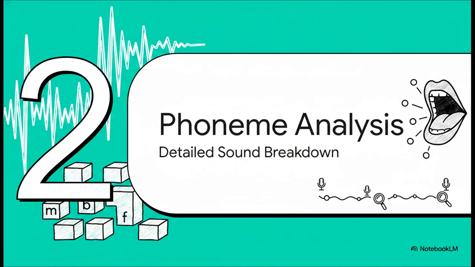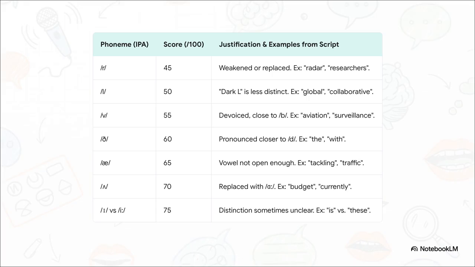Now we're moving on to the phoneme analysis. You could think of phonemes as the individual building blocks of speech. This is where we get into the real nitty-gritty of your pronunciation. Okay, this slide is really the heart of it all. We've laid out the sounds, starting with the ones that present the biggest opportunity. Right at the top, we have the American R sound.